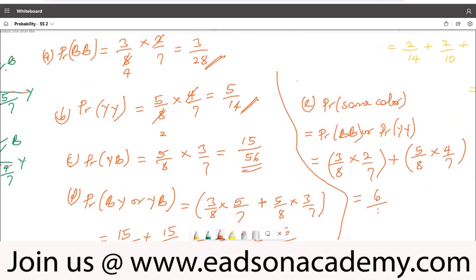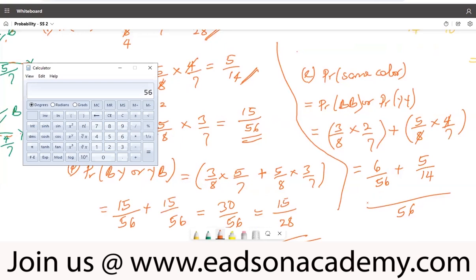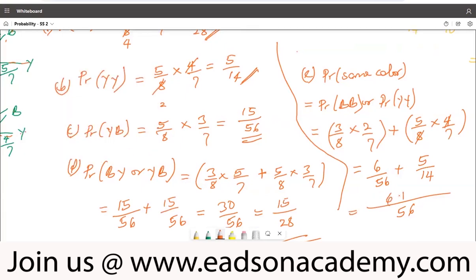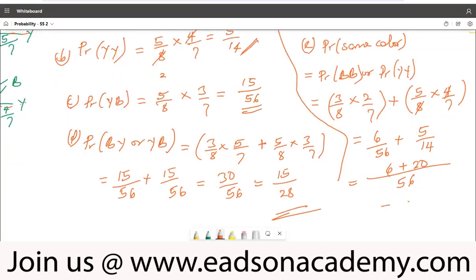Plus, let's reduce this, 4 here 1, 4 here 2, so 5 over 2 times 7 is 14. LCM of 56 and 14 is 56 itself. 56 divided by 56 is 1. So 1 plus 56 divided by 14, 4. 4 times 5, 20. 6 plus 20 is 26. So 26 over 56. 2 here 13, 2 here 28. 13 over 28.